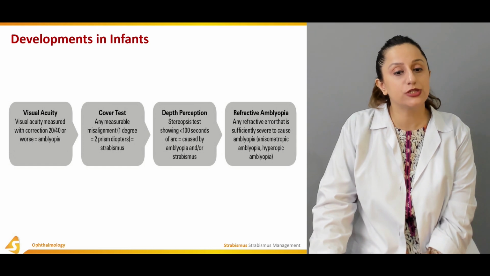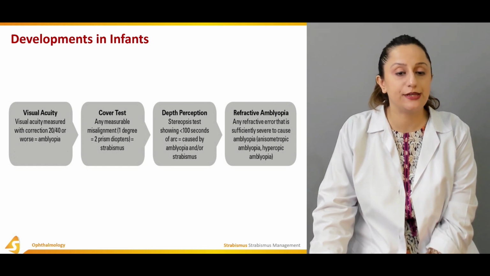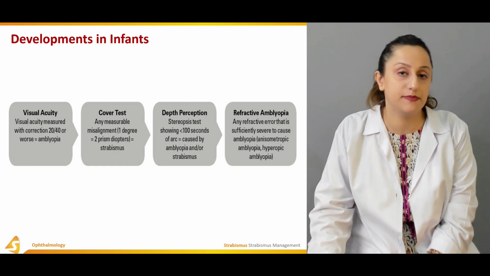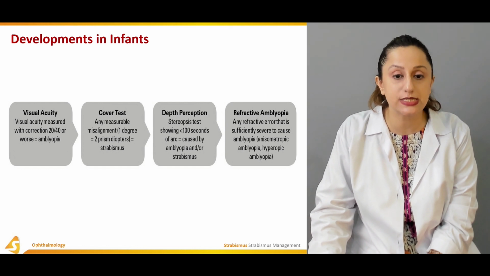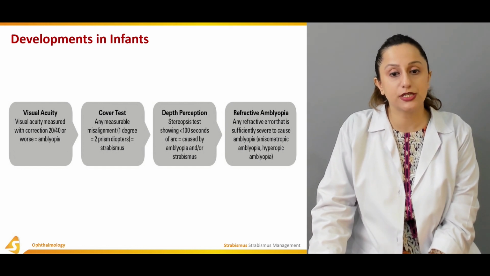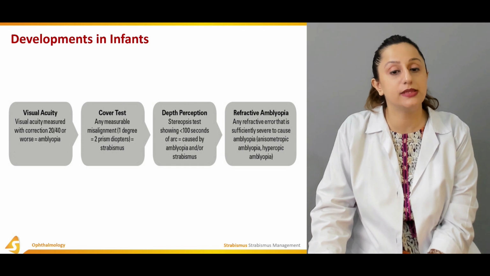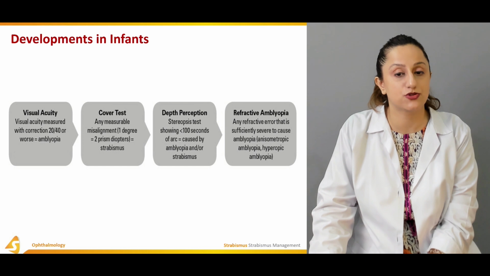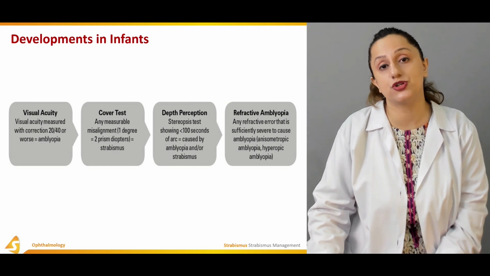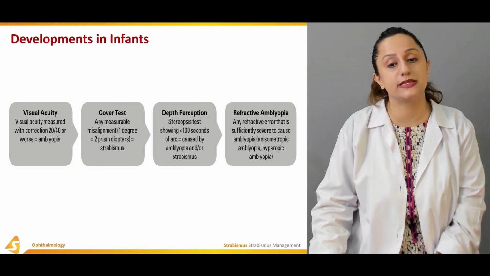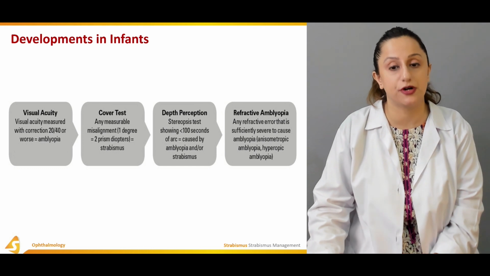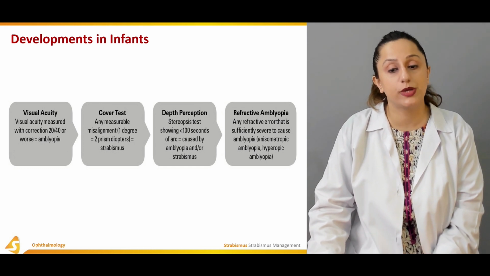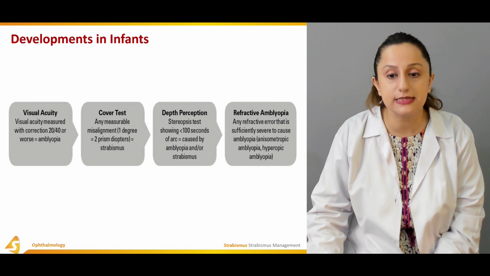The visual acuity should be measured with correction, 20/40 or worse. That is basically due to amblyopic conditions. Cover tests are performed in a lot of cases. Any measurable misalignment, 1 degree equal to 2 prism diopters, is strabismus. Depth perception deficits are also seen in these cases, with stereopsis testing showing less than 100 seconds of arc, caused by amblyopia or strabismus in a lot of cases.